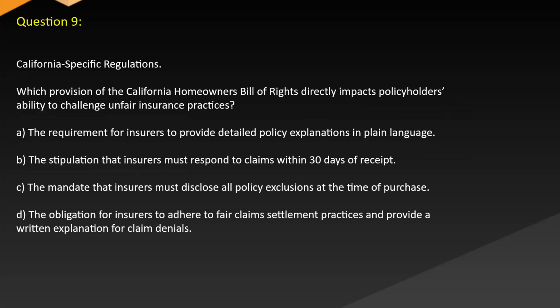Question 9. California-specific regulations. Which provision of the California Homeowners Bill of Rights directly impacts policyholders' ability to challenge unfair insurance practices? A. The requirement for insurers to provide detailed policy explanations in plain language. B. The stipulation that insurers must respond to claims within 30 days of receipt. C. The mandate that insurers must disclose all policy exclusions at the time of purchase. D. The obligation for insurers to adhere to fair claims settlement practices and provide a written explanation for claim denials.